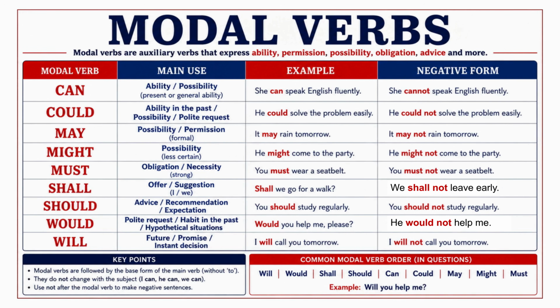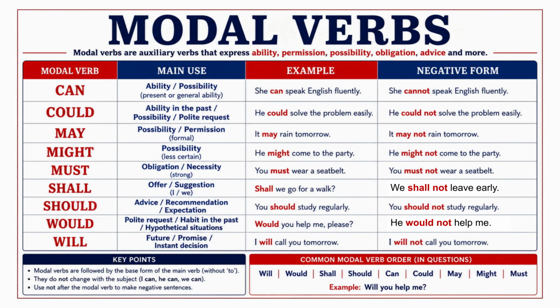The negative form is may not. For example, it may not rain tomorrow. She may not come today. We may not travel this year. He may not agree. They may not arrive early. You may not enter this room. I may not buy the car. She may not know the truth. We may not stay long. He may not remember me.